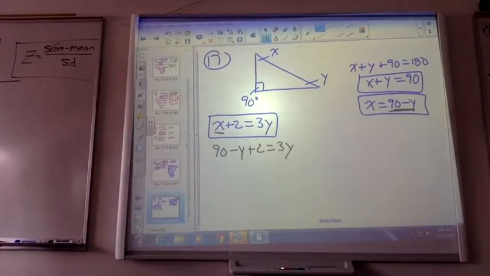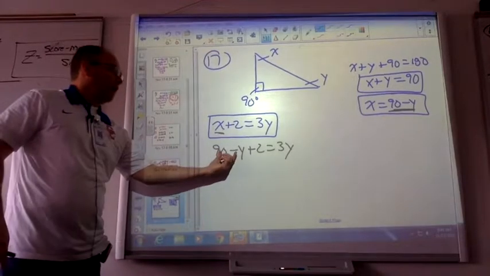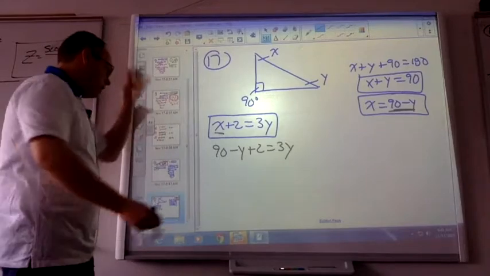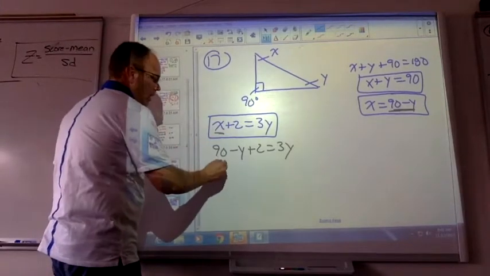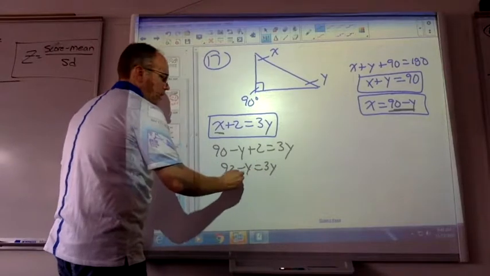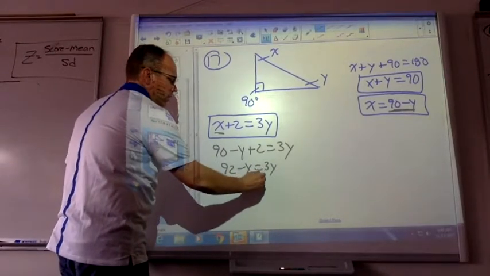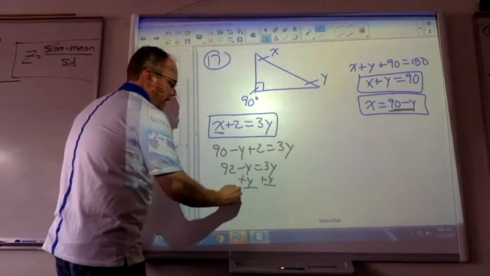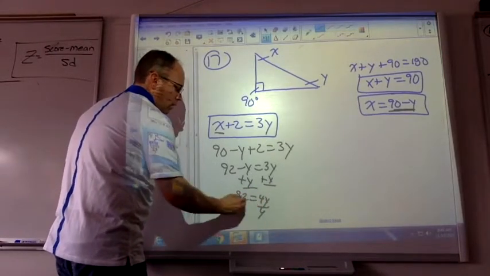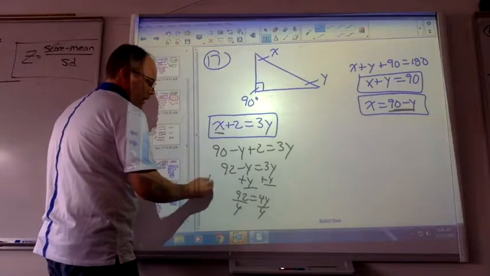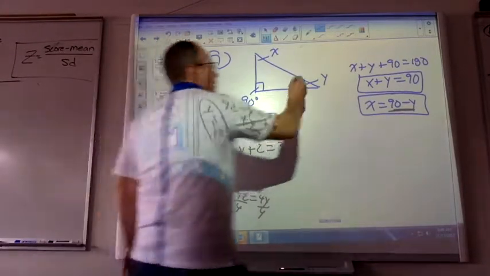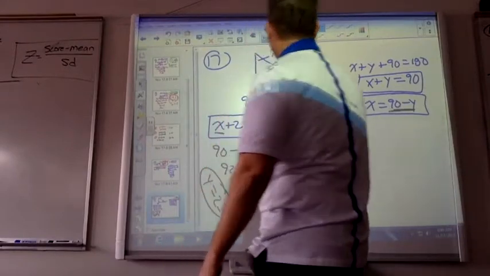Right? This 90 minus y was that x value. I plug it in, the plus 2 comes along to the right. Combine like terms, so 90 and 2 added together, 92 minus y equals 3y. If I add y to both sides, I get 92 equals 4y. If I divide by 4, y equals 23. So that means this angle happens to be 23 degrees.